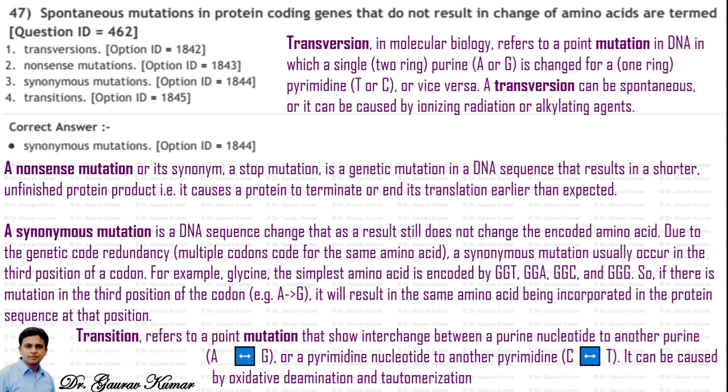Transition, however, refers to a point mutation that shows interchange of a purine nucleotide to another purine, or a pyrimidine nucleotide to another pyrimidine. It can also be caused by oxidative deamination and tautomerization.